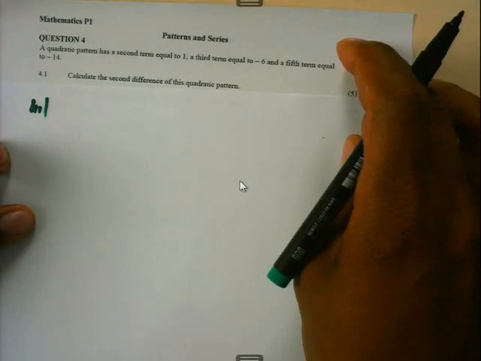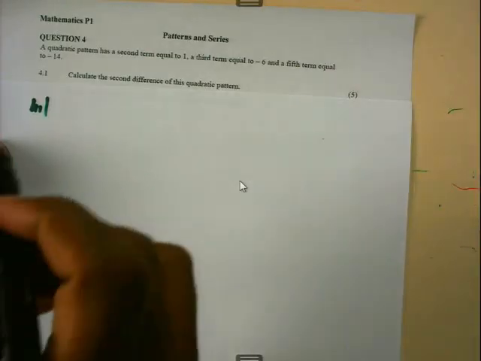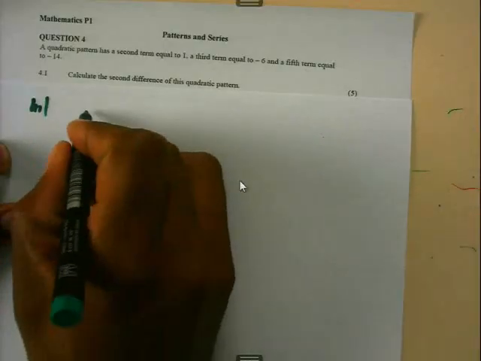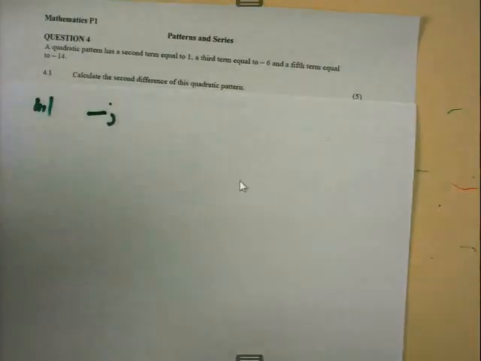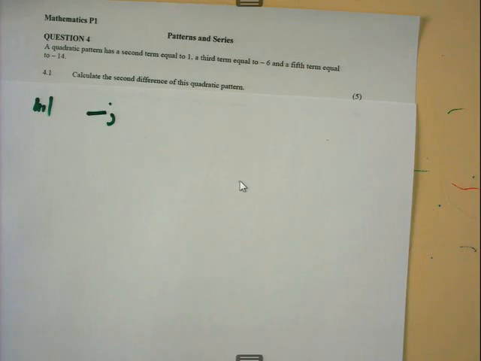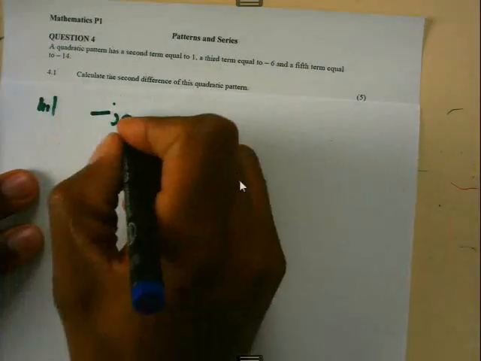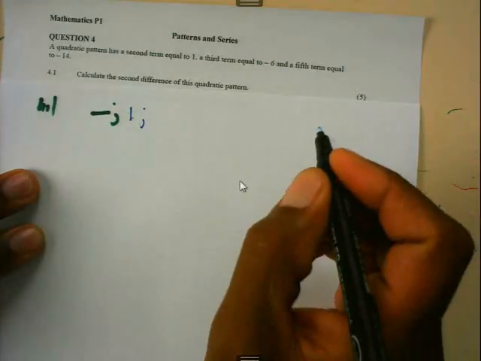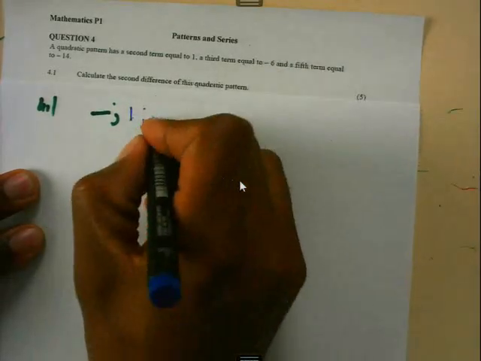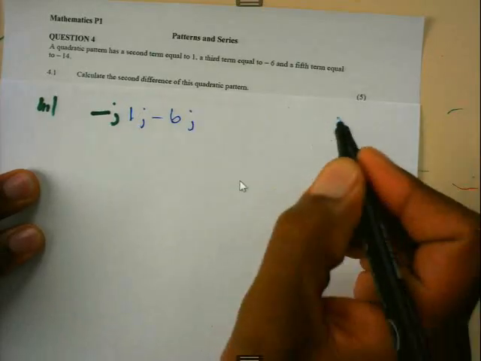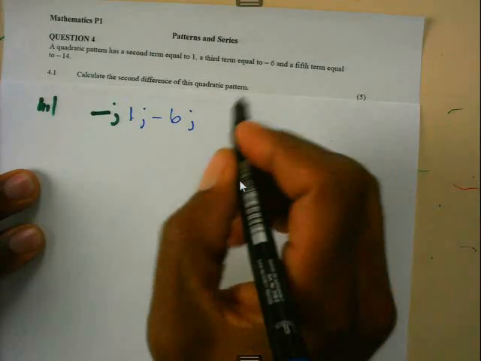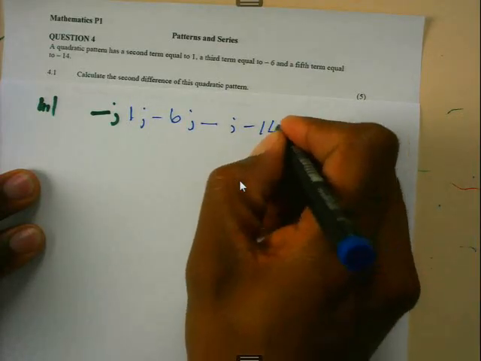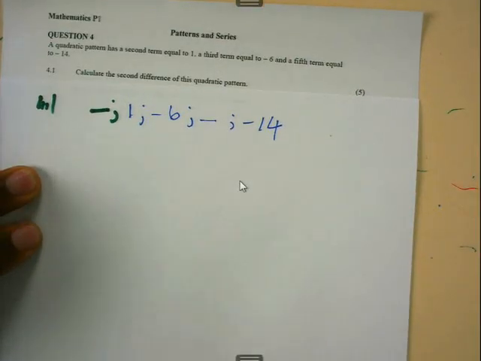Of course, let us look at the pattern. They are saying a quadratic pattern has a second term equal to 1. Then it means we don't know the value of the first term, but the second term there is 1. Then we have the third term as well. The third term is minus 6. And then what is the fourth term? We don't know the value of the fourth term, but the fifth term is equal to minus 14.